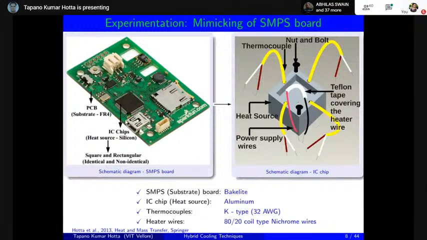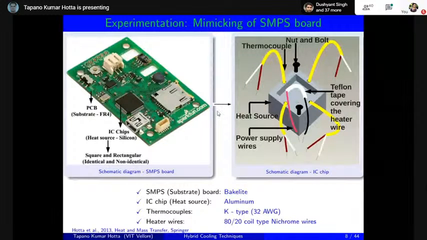Similarly, the IC chips in an actual case are made of silicon, and that again you have to mimic with one more material called aluminum, because the thermal conductivity is almost matching. Aluminum has a conductivity close to 230 watt per meter Kelvin. But the chips could be either square or rectangular. They can be identical or non-identical. A lot of work has been carried out on all these things. But in our present study, we are going to focus on non-identical rectangular sizes. Non-identical means each chip we consider has a different size, and they are not square in shape; they are rectangular in shape.